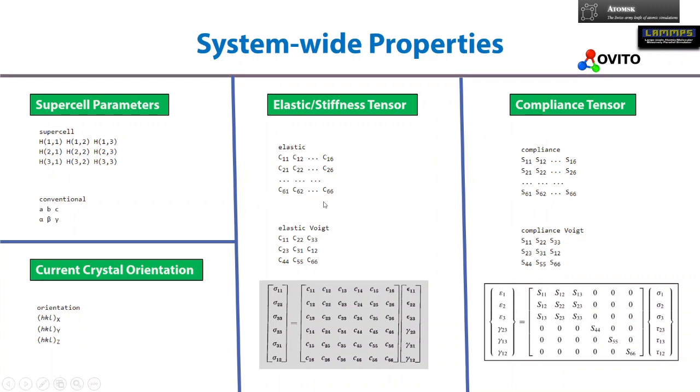Then comes the elastic or stiffness tensor. In the case of elastic materials, when you apply stress, a particular amount of strain is produced, and the material is deformed at a constant rate. That proportionality constant is defined here as the elastic or stiffness tensor.